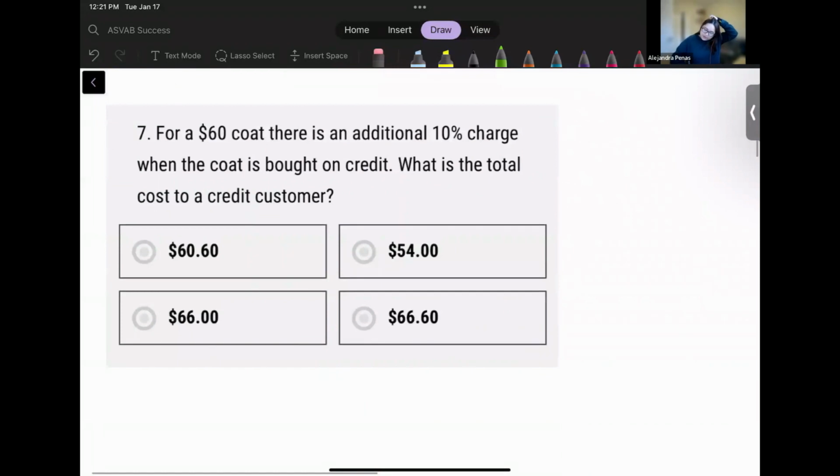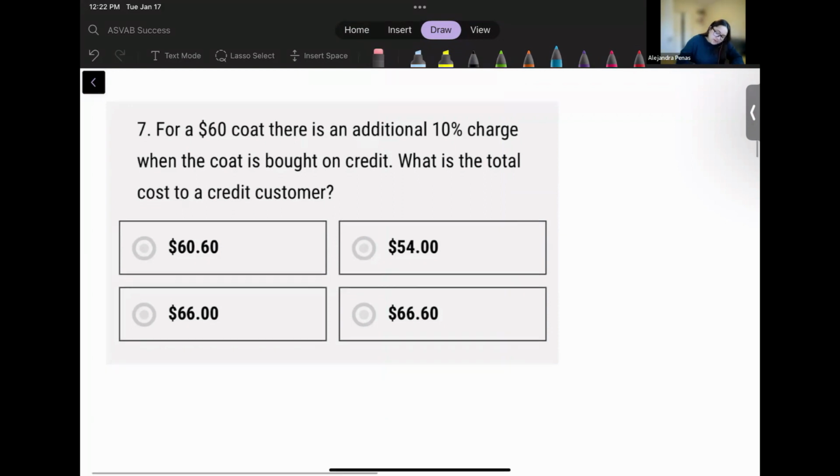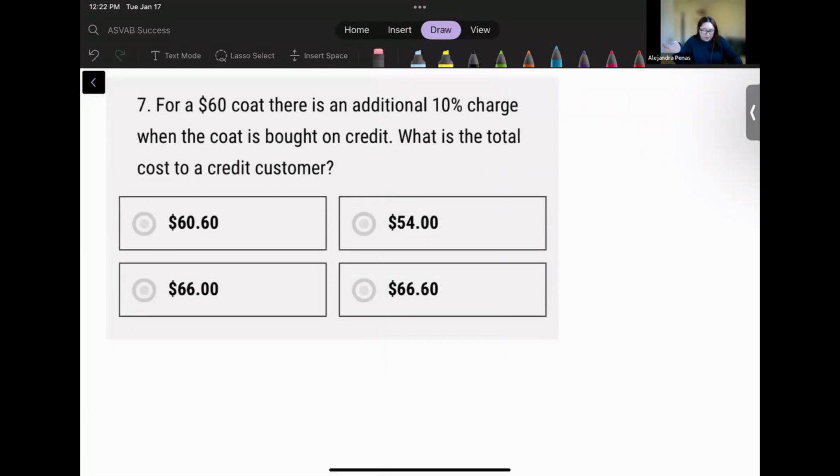All right, for our next one, we have that for $60, there is an additional 10% charge when the coat is bought on credit. What is the total cost to a credit customer? So they're gonna add on the 10% for the $60 coat. So we're gonna have another percent problem. We're gonna again use the part over whole proportion. The total cost was $60, so that's gonna be your whole.